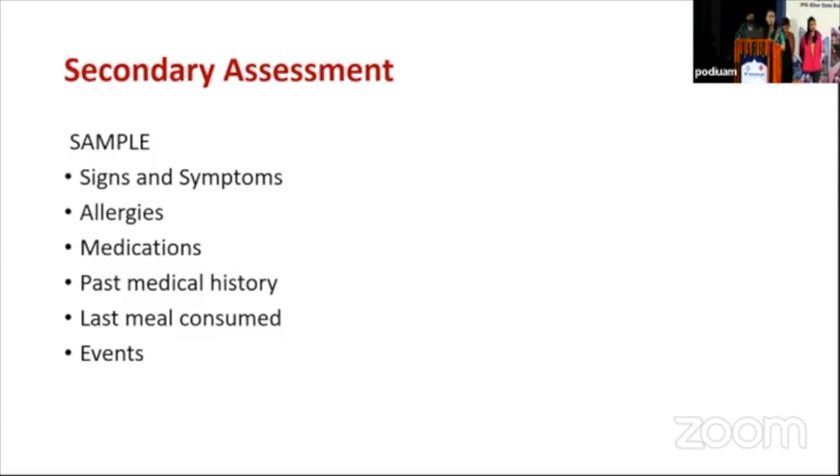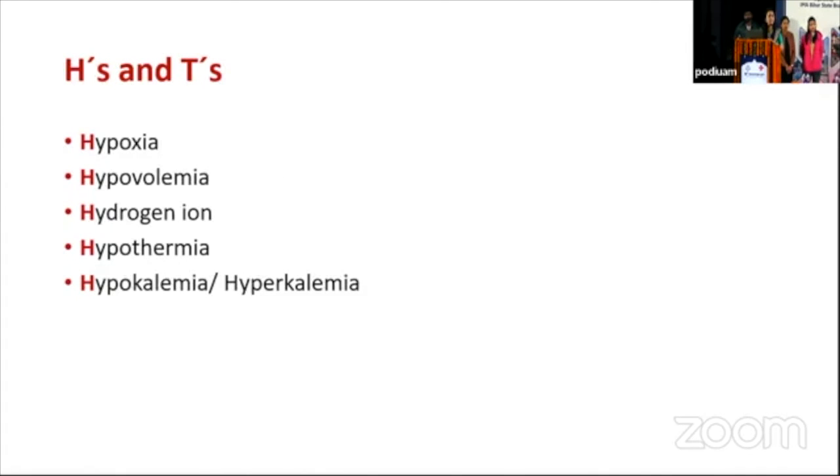Now, apart from SAMPLE in the secondary assessment, we have to remember the 5 H's and 5 T's of cardiac arrest or acute emergency. So what are the 5 H's and 5 T's? H stands for hypoxia, hypovolemia, acidosis, hypothermia, hypo/hyperkalemia. So very quickly, we will rule out these 5 causes which could have led the patient to the current clinical condition or which has led the patient into cardiac arrest. So we'll rule out these five conditions.